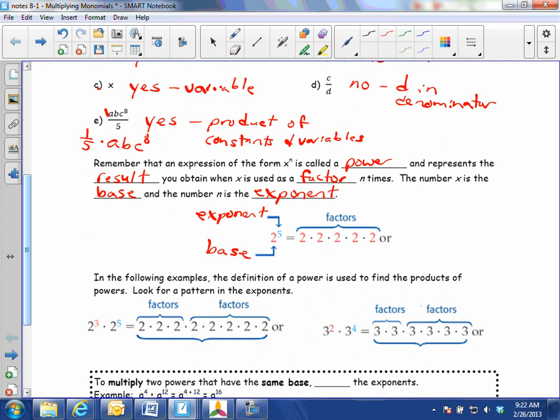So 2 to the 5th means 2 times itself 5 times. So 1, 2, 3, 4, 5 times. So 2 is its own factor 5 times. So what's 2 times 2? 4. Times 2 again is 8, times 2 again is 16, times 2 again gives us 32.